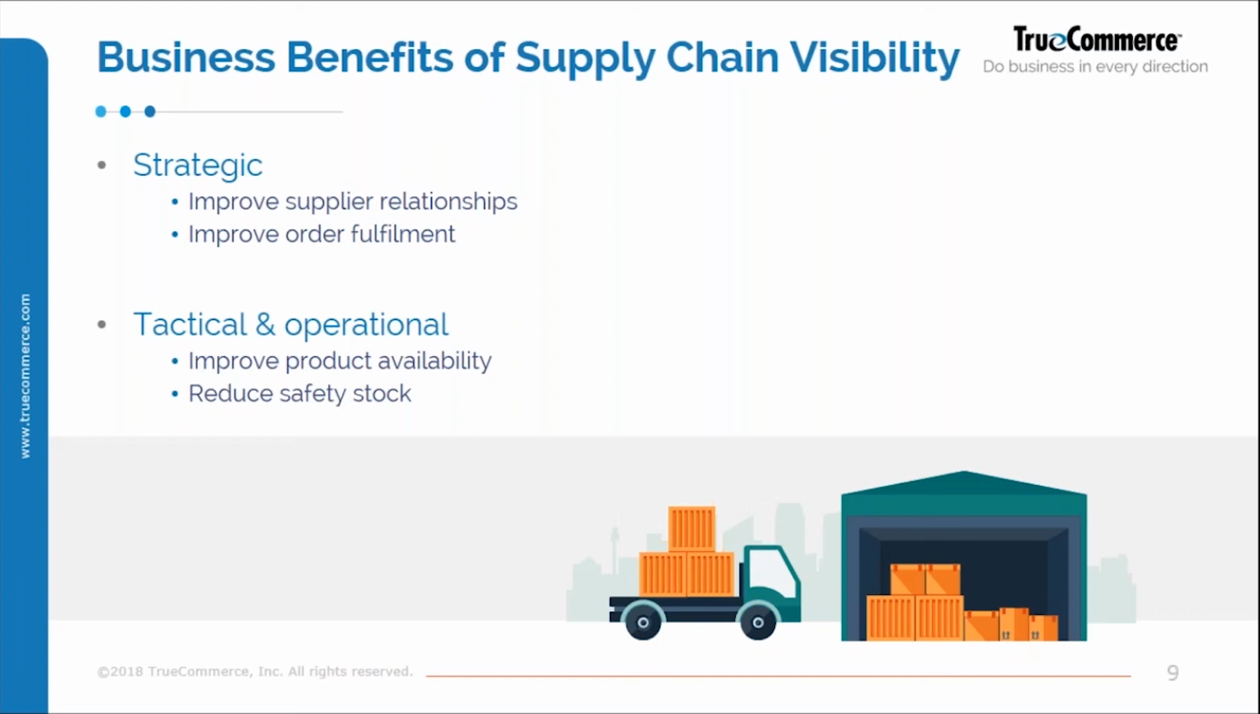From a strategic perspective, one of the key benefits is improved order fulfillment. Giving the customer what they want and when they want it are considered fundamental success factors. The operational benefits associated with supply chain visibility include improved product availability. This enables optimization of order lead times and a reduction of levels of safety stock that would otherwise have been maintained to ensure customer demand could be met.